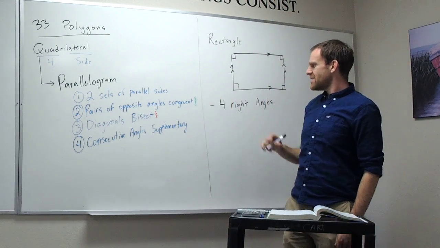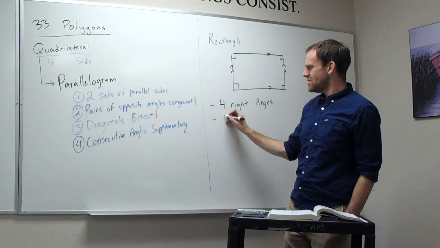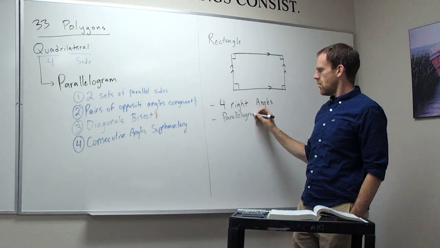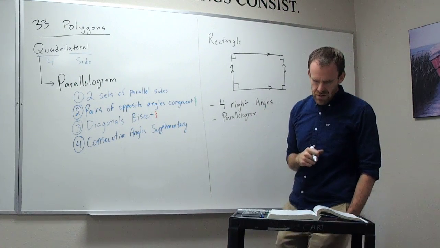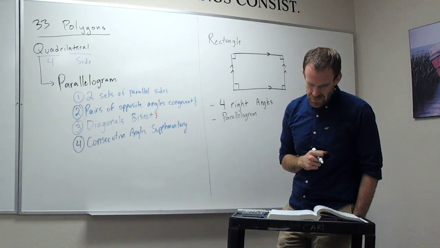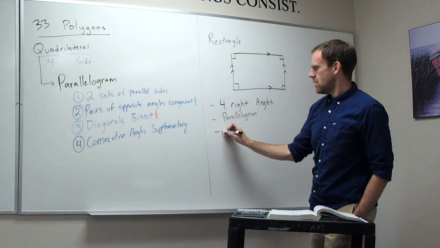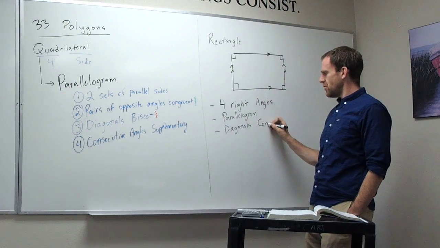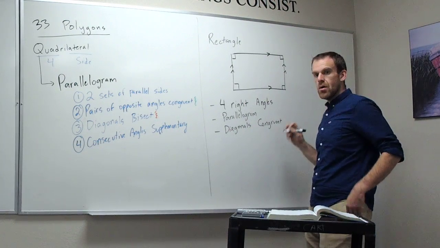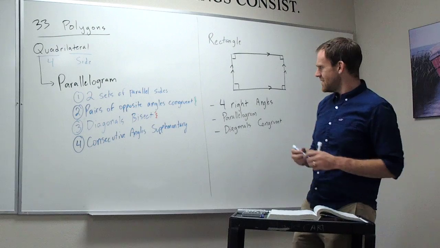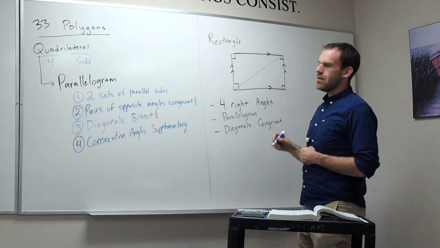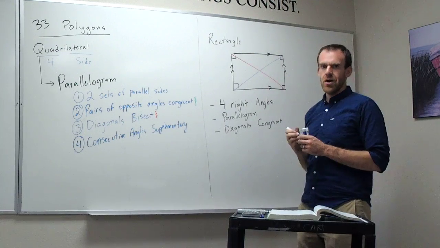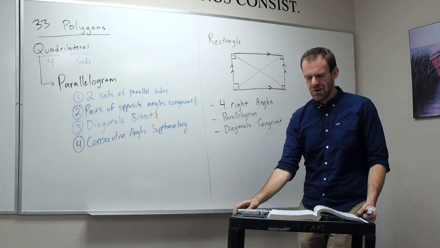So, a rectangle has four right angles in addition to all the parallelogram properties. Finally, the diagonals are congruent. What that means is that this distance is identical to this distance. Are we surprised? No, because it's a rectangle.